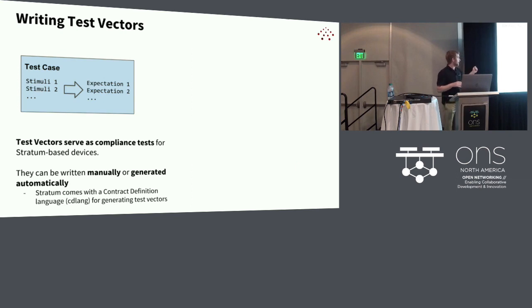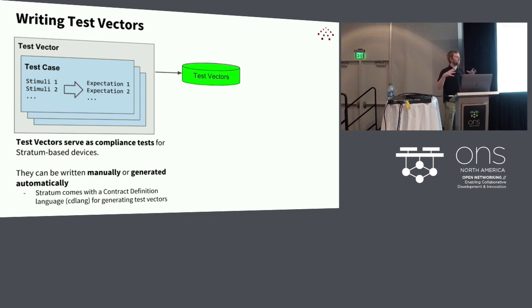So these test cases, if you have one or more test cases in a given area, can be bundled on a per module or per target basis and stored in a repository of test vectors. These test vectors are going to serve as the compliance test descriptions for Stratum-based devices. And you can either write them manually by just writing the protobuf text file, or you can generate them. There's a description language in Stratum called contract definition language, which can be used to generate some test vectors for more complicated scenarios.